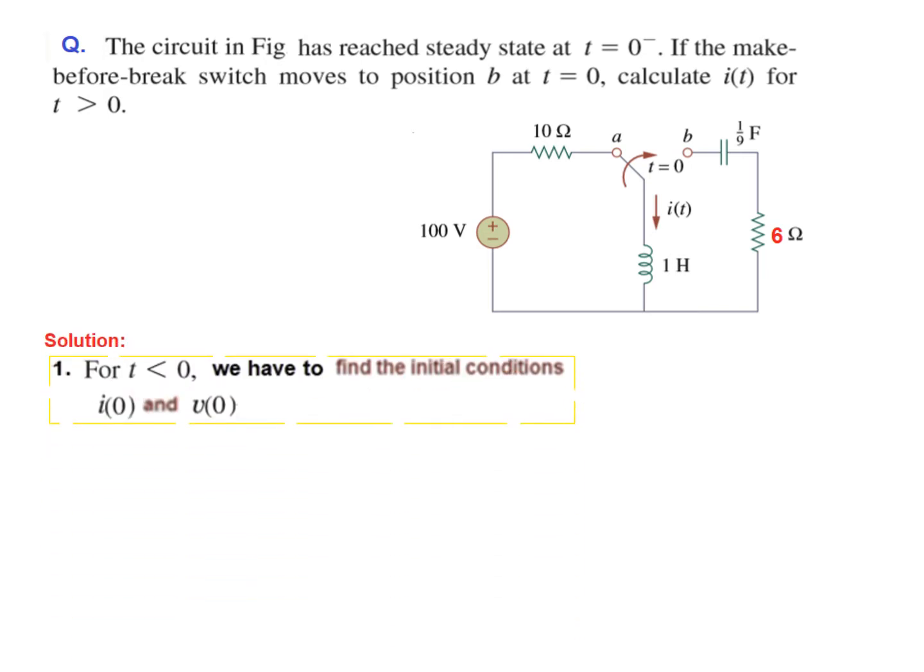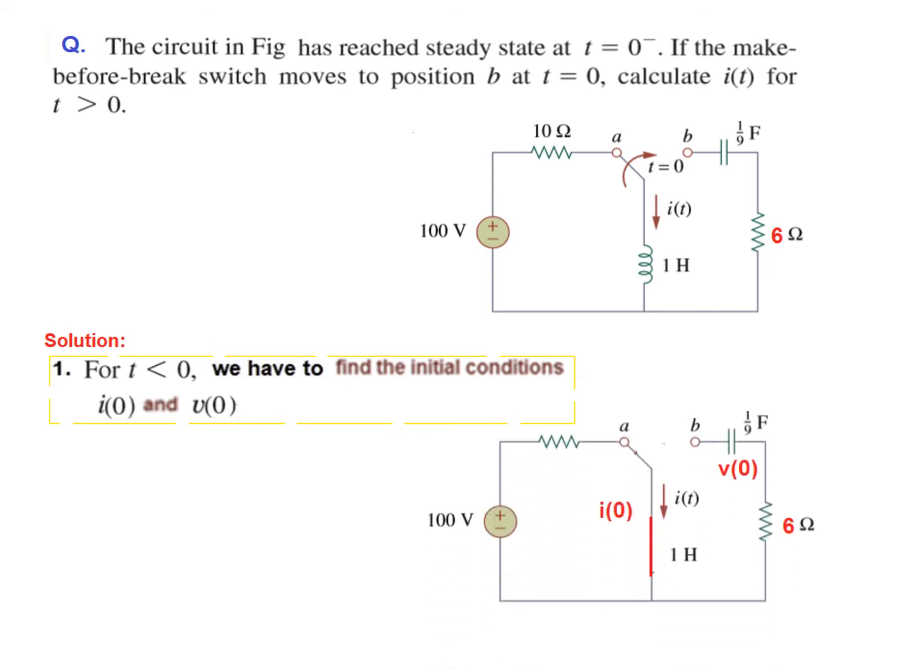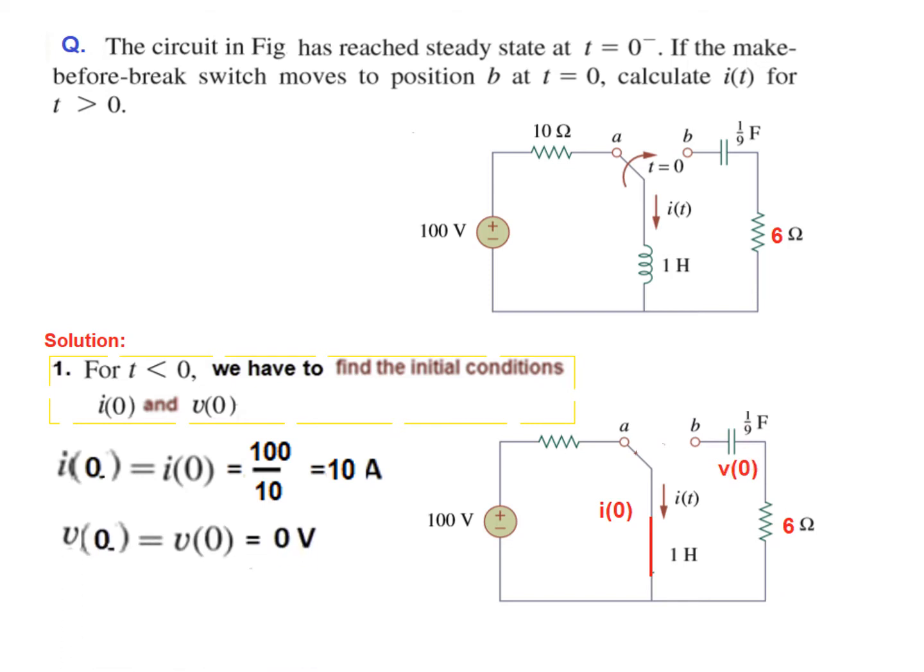For t less than 0, we need to find I0 and V0. So the circuit for t less than 0 will look like this. The inductor has been short circuited. So 100 volt divided by 10 ohm will give the I0 current. So I0 is 100 divided by 10, 10 ampere. And V0 is the voltage across the capacitor. Since it is shorted out of the circuit, V0 is 0. So we write V0 is equal to 0. So that's the first step.